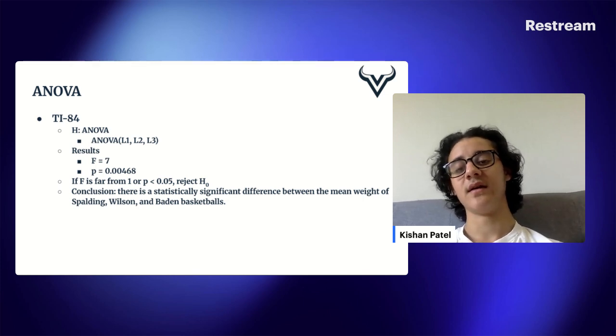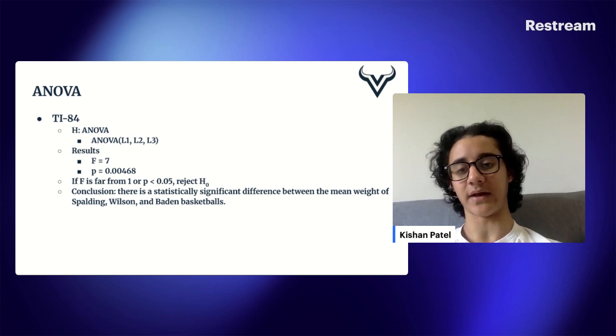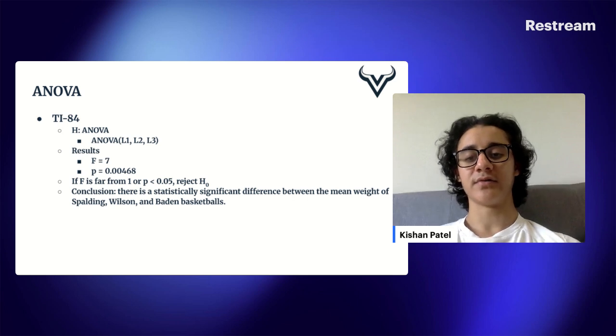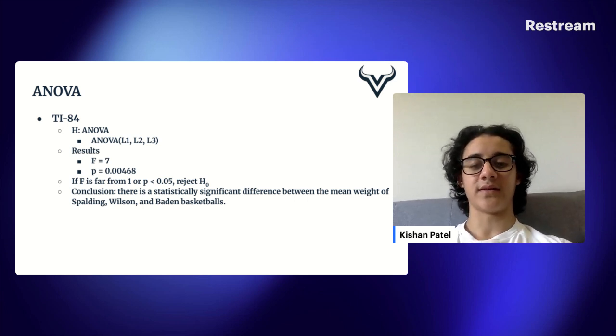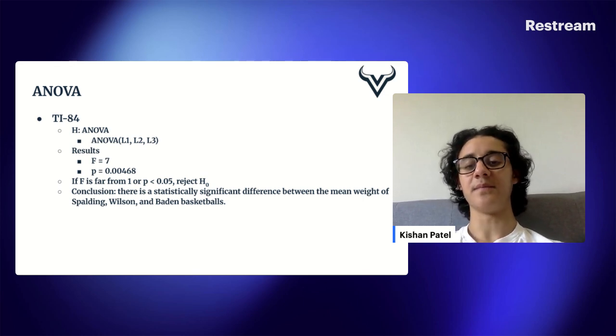So L1 and L2 are already filled from the previous problem. In L3, you go ahead and add the Baden basketballs. So in your results here, you get an F ratio equal to 7. This is sort of like the χ² value in the chi-squared test, or the t value in the t-test, right?